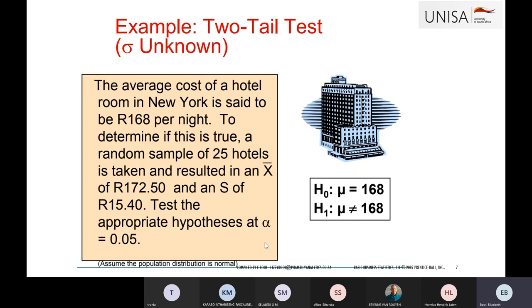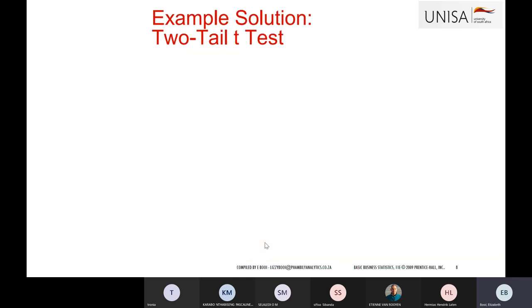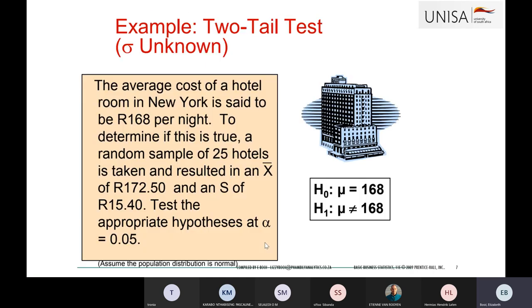And we looked at an example of hypothesis testing when we are doing a two-tailed test. You are given the information that the average cost of a hotel room in New York is said to be 168, and to determine if this is true, a random sample of 25 was selected. They found the sample mean is 172.50 and the sample standard deviation, therefore the population standard deviation is unknown, is 15.40, and we needed to test the hypothesis at alpha equals 0.05. Because they just said the room cost is said to be, never greater than or less than, it means it's equal. So it will be a two-tailed test.